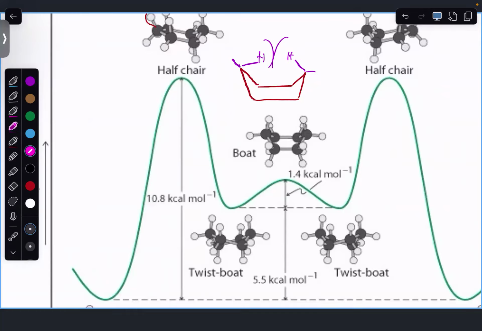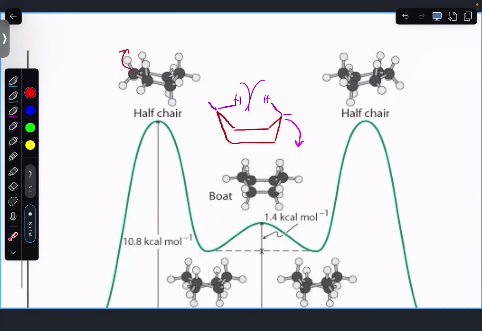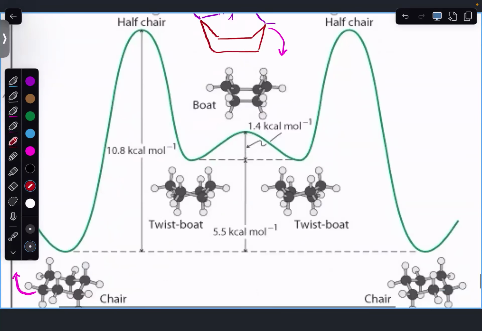In the second half of the journey, we're going to start taking what used to be the head and bringing it down to become the foot. Here again, it's just the reverse process that we just did. Notice as we start bringing this one down, we have to go through that super high energy half chair again, where all 5 of these atoms are in the same plane, causing all of that torsional eclipsing of CH2s. And then we just continue bringing it down to where it ultimately becomes the foot.